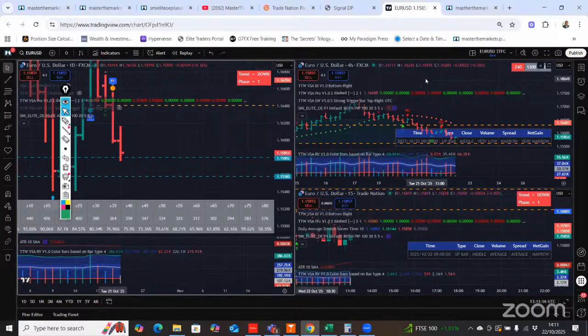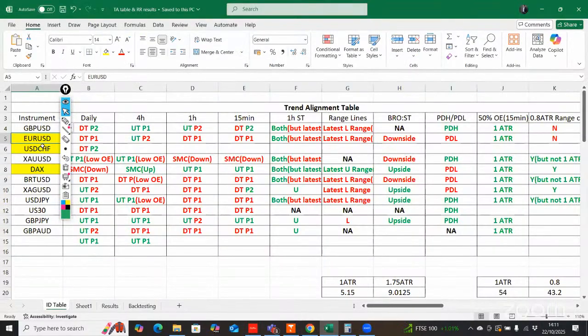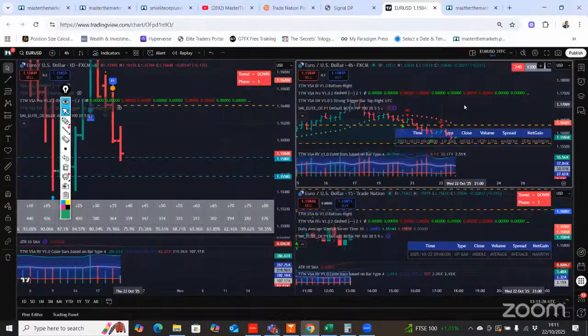So now let's dive into it on the euro dollar and the other ones that I'm looking at, actually dollar Swiss and the DAX, which are setting up. So let's go and dive in.